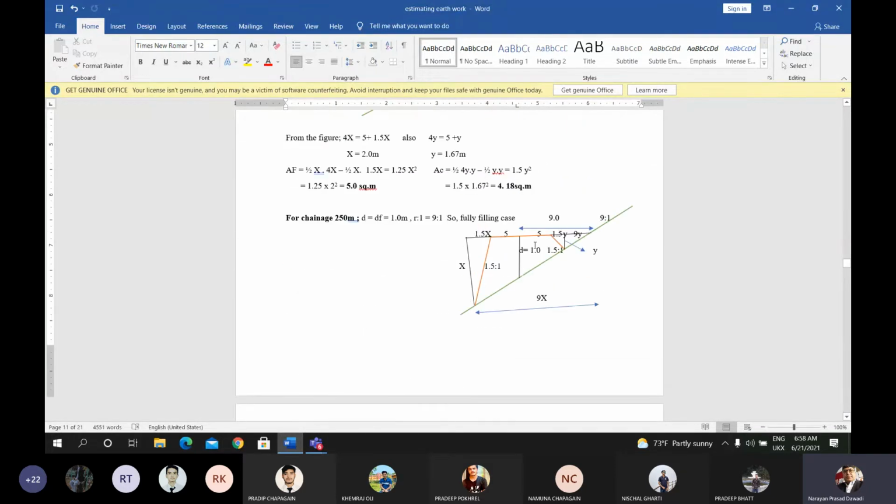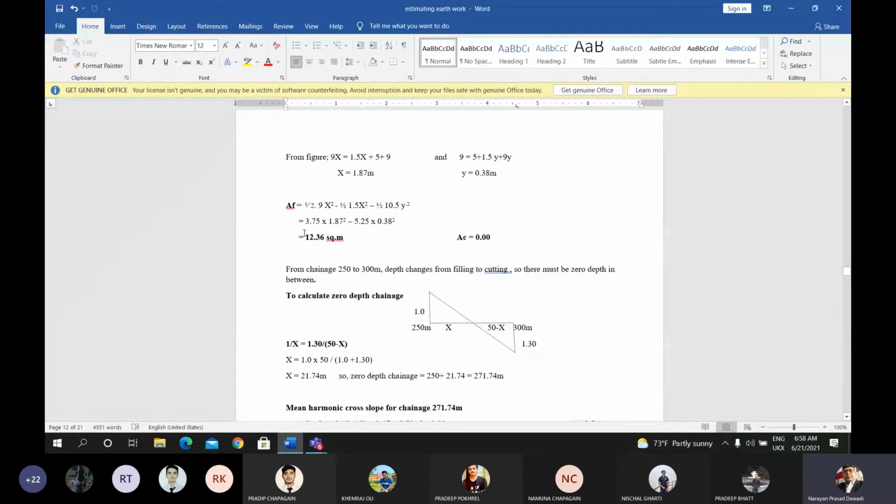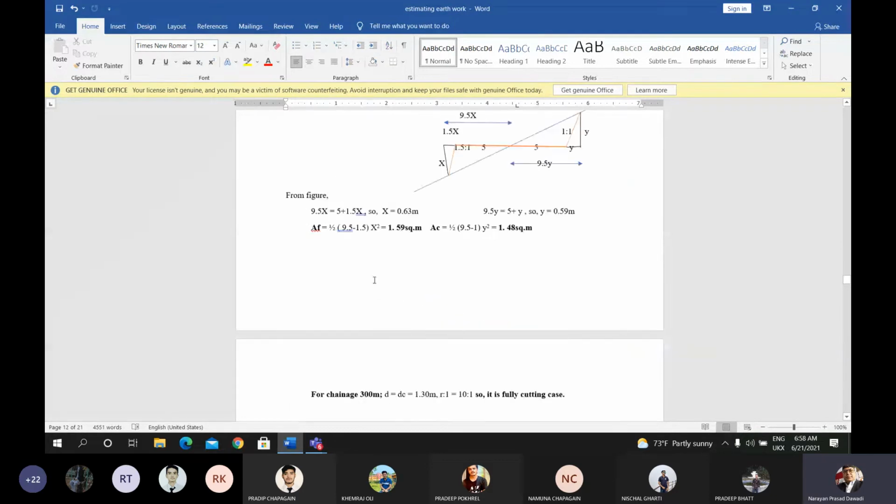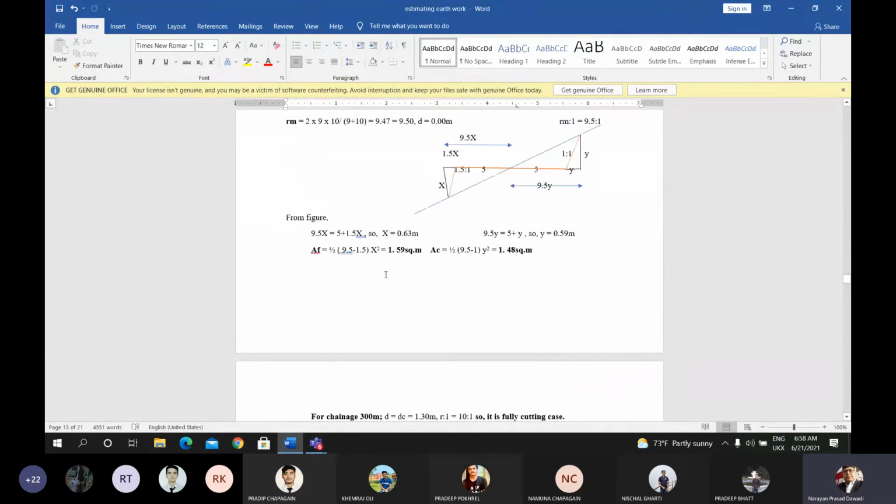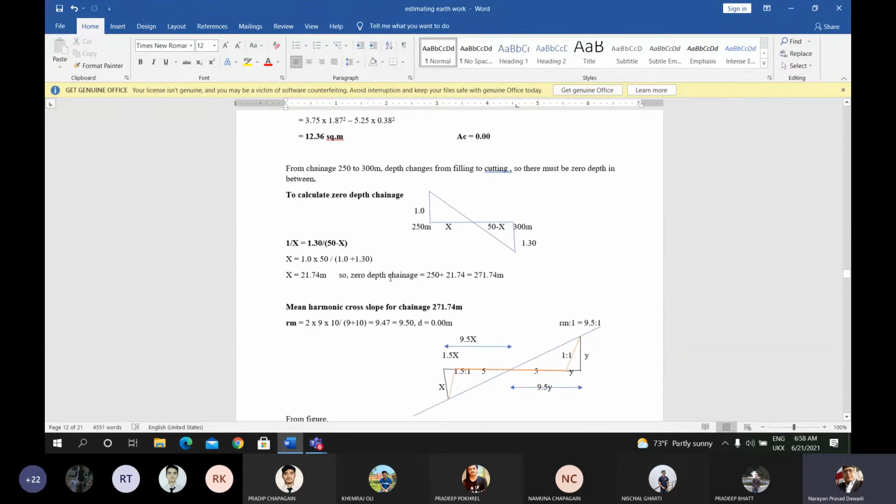Now the area of filling is this red zone area: the bigger triangle area minus this small triangle area minus the small triangle area on the right hand side, and you will get the area of the filling. Okay, the area of filling will be this value.